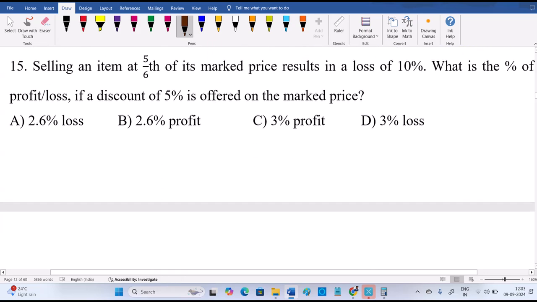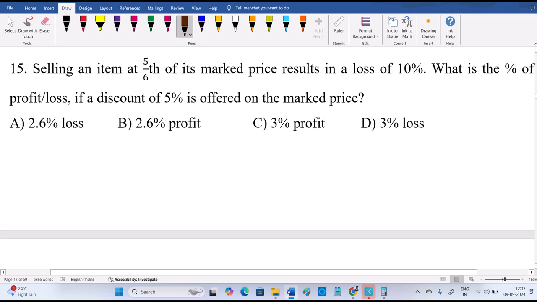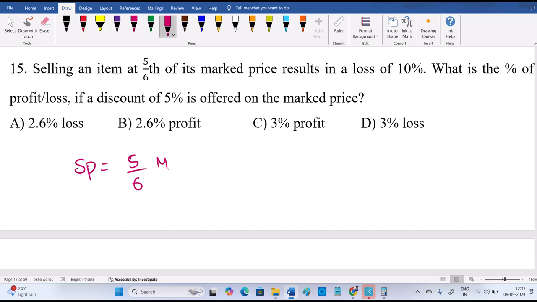Now the next question. Selling at 5 by 6th of its marked price results in 10% loss. What is the profit or loss if a discount of 5% is offered? See, listen. Selling price equals 5 by 6th of marked price, not on cost price. Then you got 10% loss. Now what can you do?